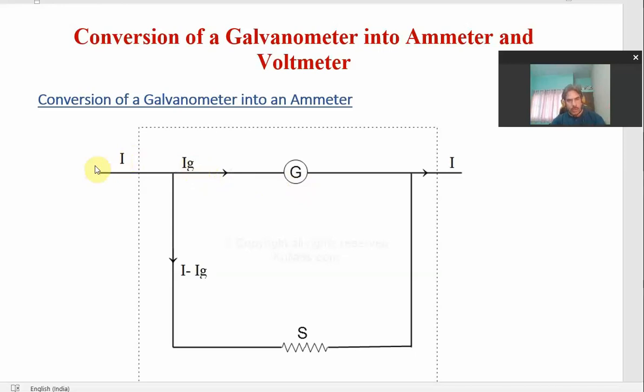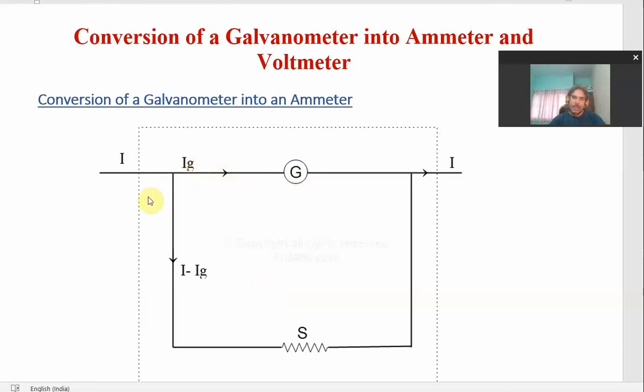So suppose that now this total current I of maximum 5 ampere, for example, is allowed to pass through this setup. Out of this I, we are taking S such that this combination will allow only Ig amount of current through the galvanometer, which is the maximum value of the current through the galvanometer, right? So for this maximum value, it will give its maximum deflection.